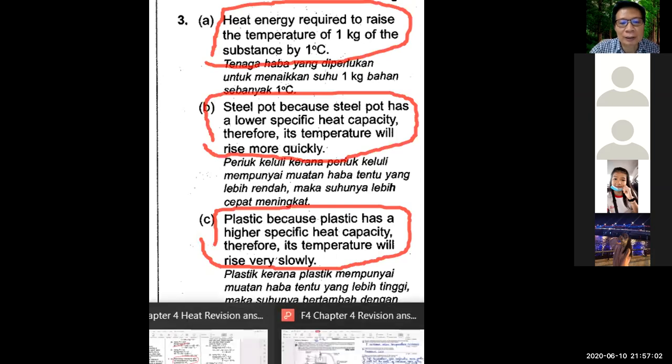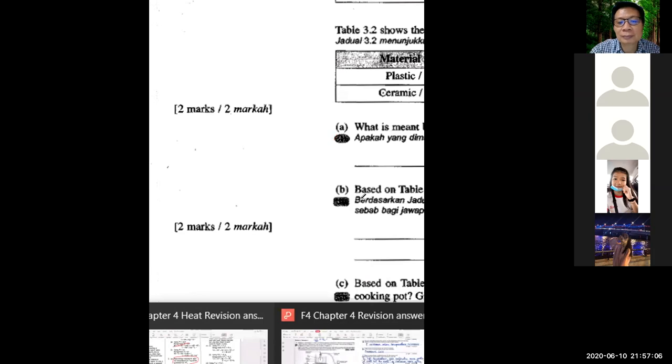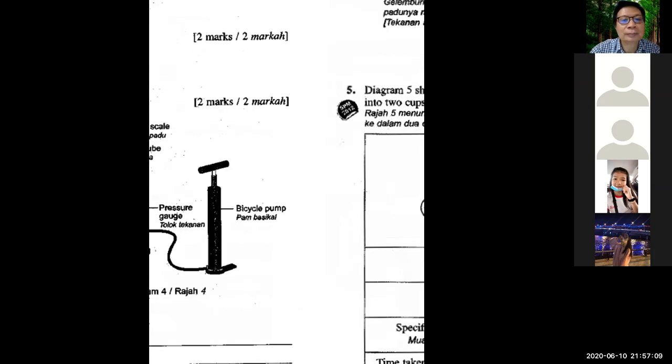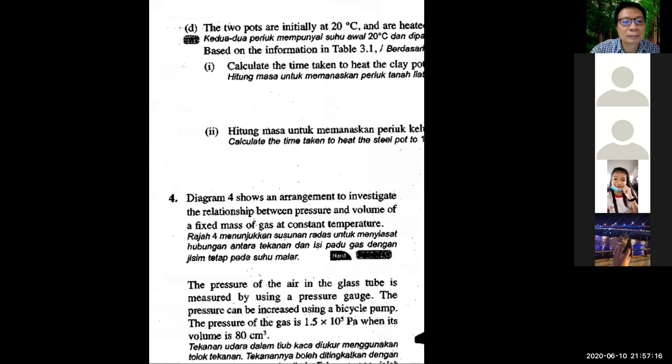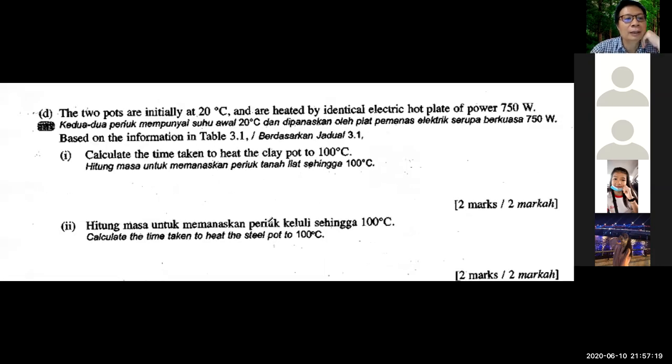Okay, come. We move on. Next section of the question. Now, part D. Two pots are initially at 20 degrees. Both are heated by an identical electric hot plate of power 750. Both also start at 20 degrees and heat up using the same heater. Now, calculate the time taken to heat the clay pot to 100. To find the time, you must use Pt equal to mc theta. Use the formula.